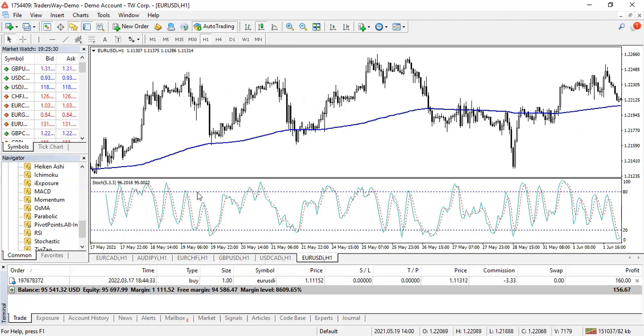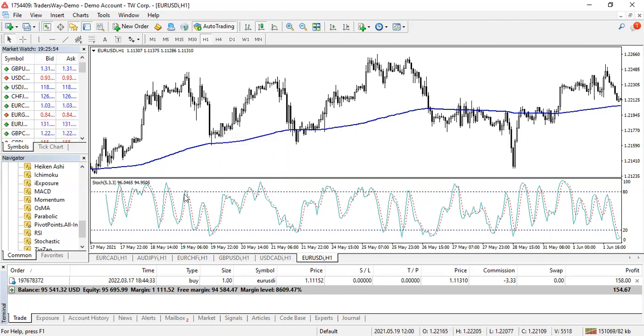So at this moment, this is my stochastic, and this is my 200 moving average. My 200 moving average is below the market, which means the only opportunity I'll be looking at here is to go for buy. So now I've confirmed that I can only go for buy.